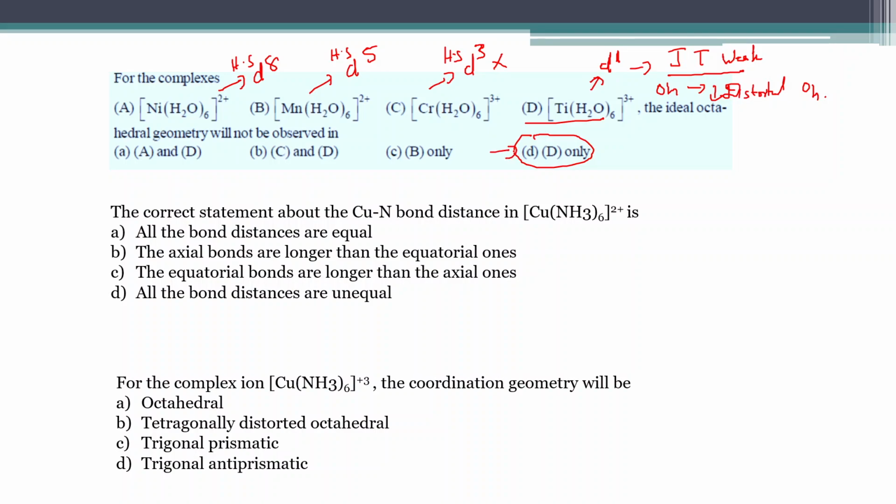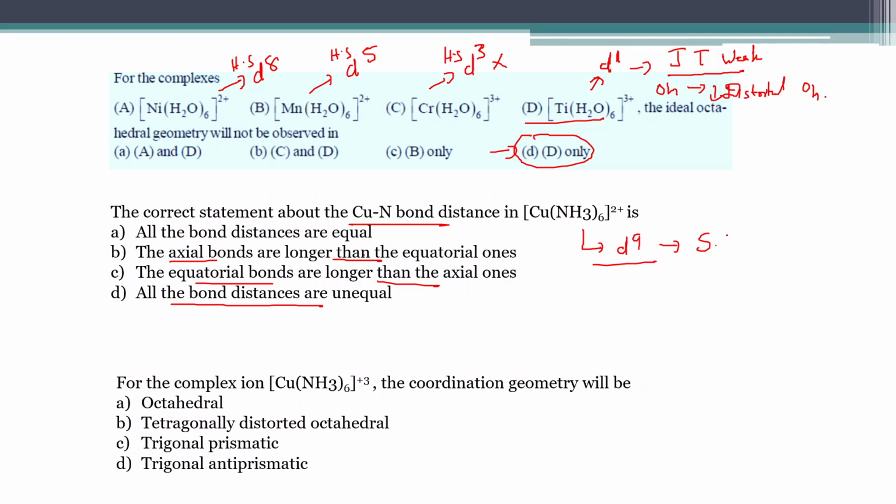And the other question, the correct statement about Cu-N bond distance, is asked. In Cu(NH3)6 2+, are they all having equal bond distance, or are axial bonds longer than equatorial bonds, or equatorial bonds longer than axial? And the other option is all bond distances are unequal. So we know copper 2+ has a D9 configuration.